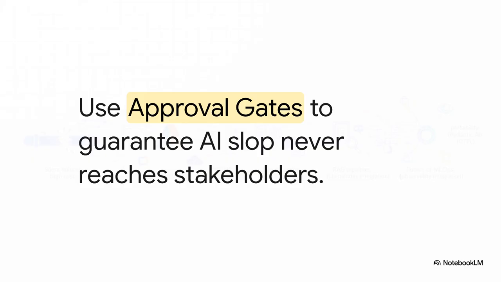And of course, we have to talk about human in the loop, or HITL. This is the ultimate safety net. Airflow acts as this vital checkpoint, using approval gates or iterative reviews to guarantee that, frankly, AI slop never reaches a board deck. You really cannot stress human in the loop enough.